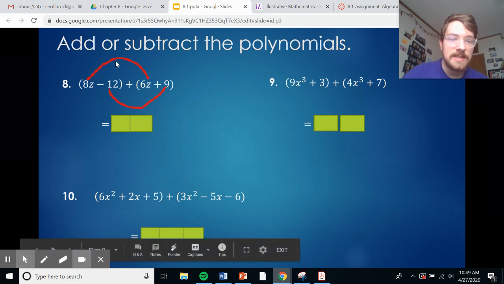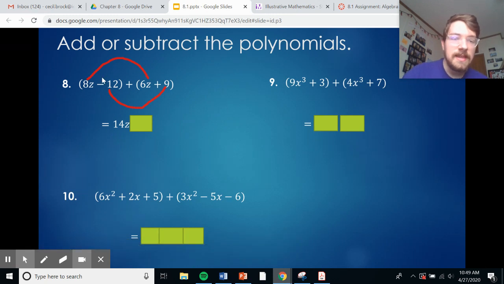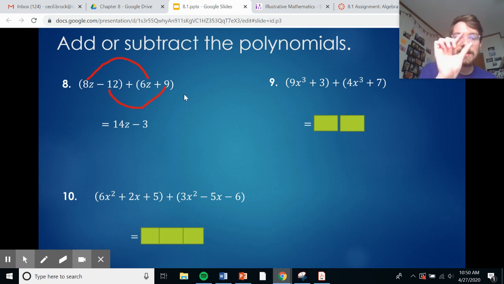So you have to do 8z plus 6z, get 14z. And then I've got -12 plus +9. And that's going to give you -3. So in your final answer, you shouldn't have +3. You should have either -3 or plus -3. So it's basically just doing little individual bits of addition and subtraction and then just kind of slapping all those answers together.